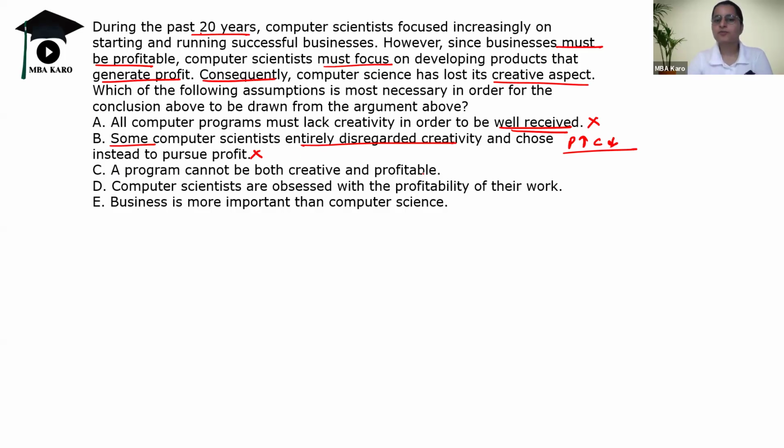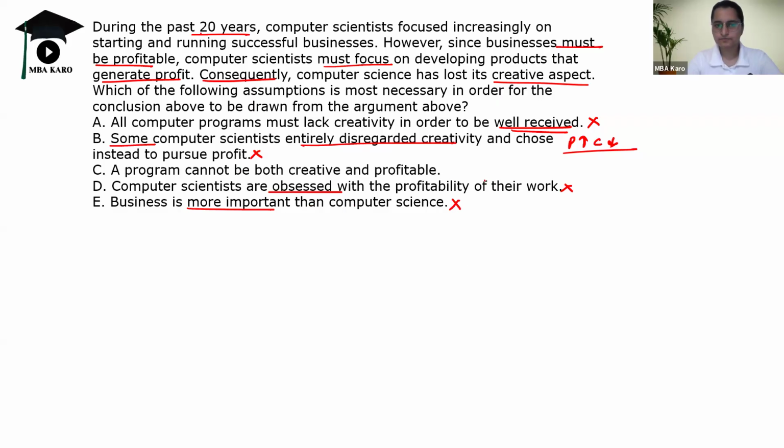C says program cannot be both creative and profitable. D said computer scientists are obsessed with profitability of their work. Obsession, not supporting the statement. E says business is more important than computer science. This is just a generic statement that is being made without any information that supports this statement.